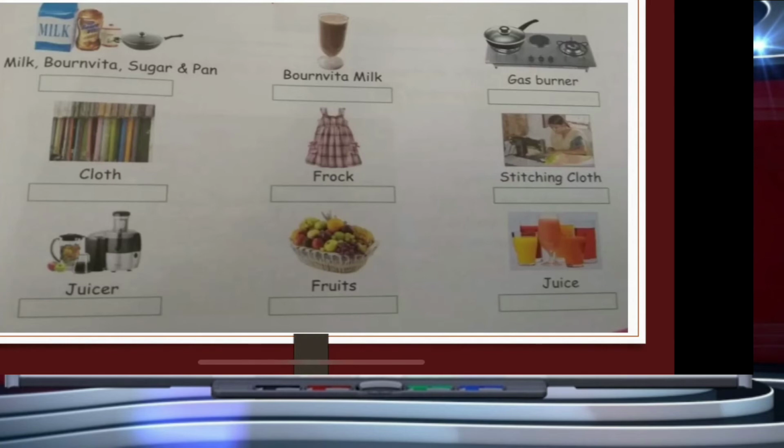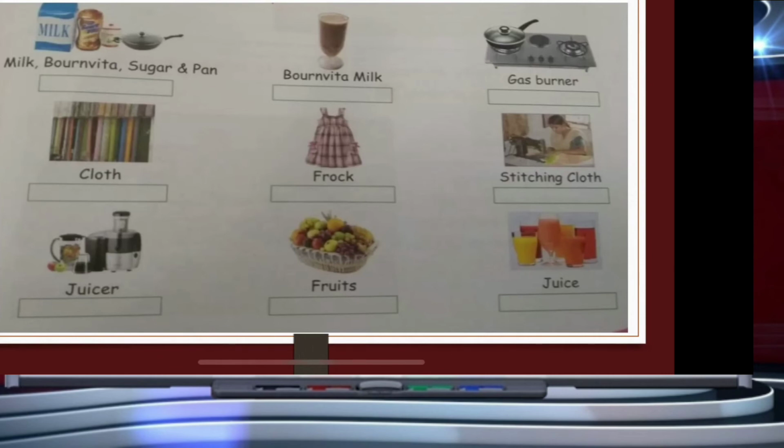If I take the first example, here we have to prepare Bournvita milk. For the preparation of Bournvita milk, what input do you need? Milk, Bournvita, sugar and you require a pan as well. So first of all we need such things. This is called input. Then we need a gas burner, and we put a pan onto it and boil it. After boiling, you get the Bournvita milk. So milk, Bournvita, sugar and pan are the input. Once boiling takes place on a gas burner, it's called processing. And once you get the Bournvita milk prepared, it is called the output.